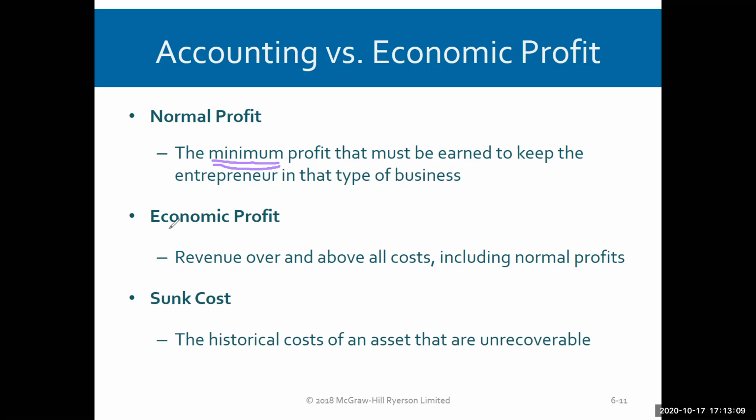And then the economic profit is the revenue over and above all the costs, including normal profits. That confuses you at first because that is the implicit cost, those normal profits. So it's the revenue above all costs, explicit costs and implicit costs. That's the economic profit. Now we throw in something extra just to keep in mind.